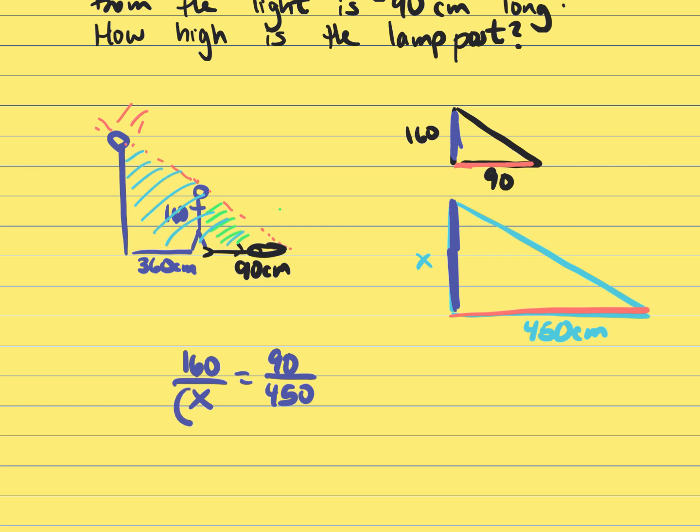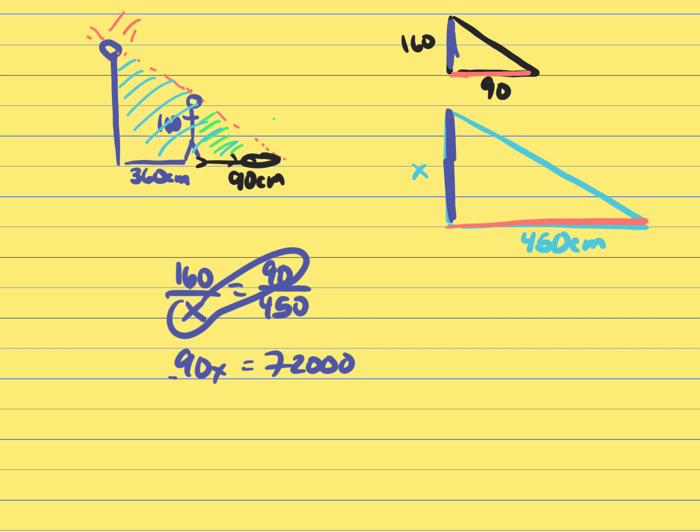So I'll multiply X times 90, which is obviously 90X. 160 times 450 is going to be 72,000. And then I'll simply divide out by 90. So if I divide out by 90, I am going to get 800 centimeters. 800 centimeters is going to be the height of this lamppost.